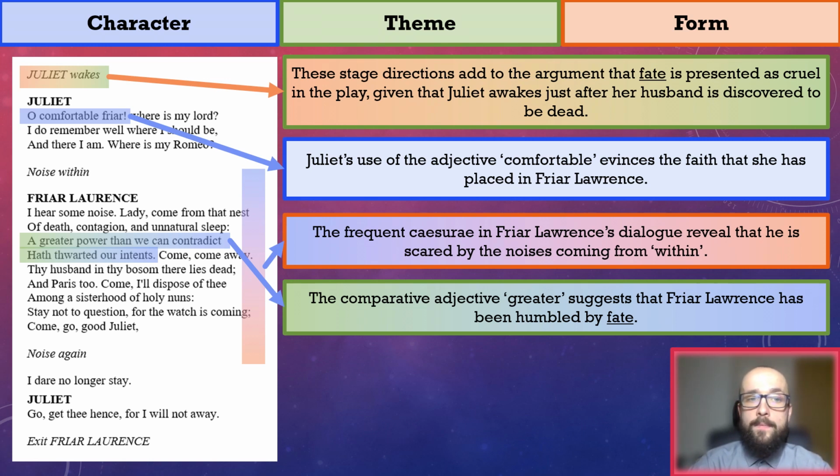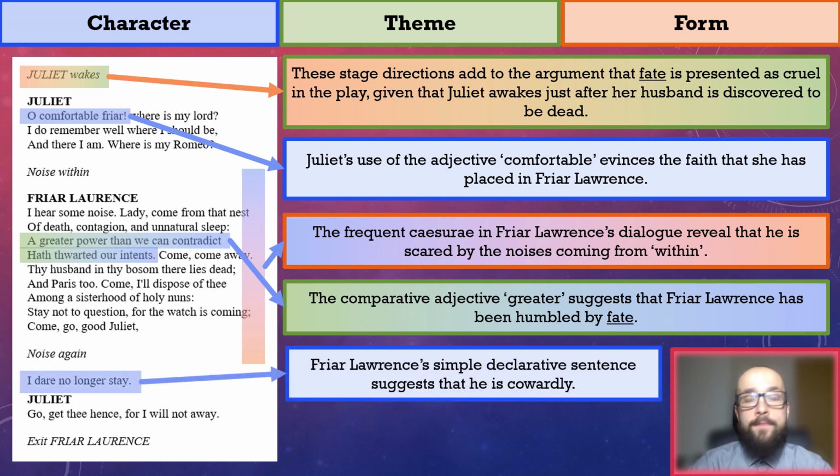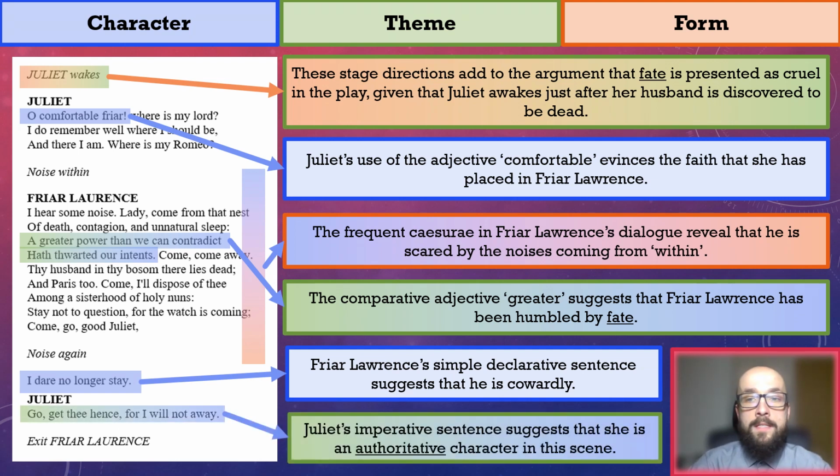Continuing with the friar, his simple declarative sentence, "I dare no longer stay," reinforces the impression that he is cowardly. Last, Juliet's bottom line of dialogue is an imperative sentence, a command, and so it suggests that she is an authoritative character in this scene.